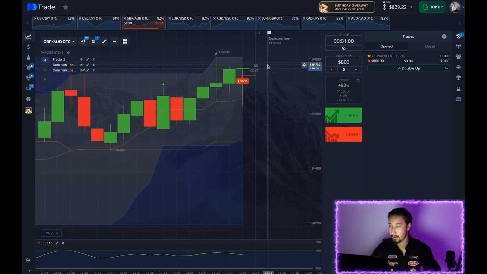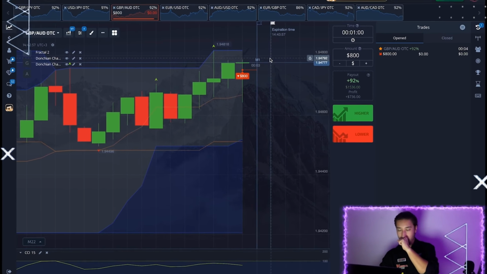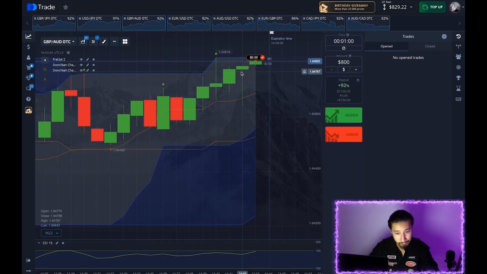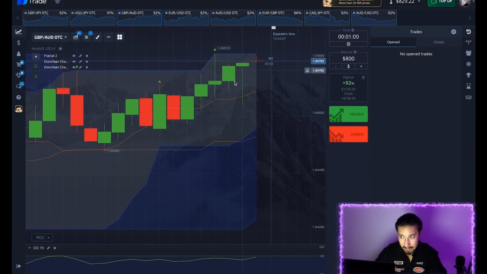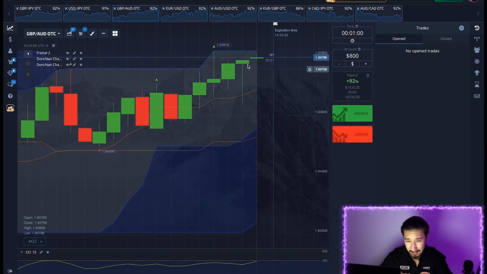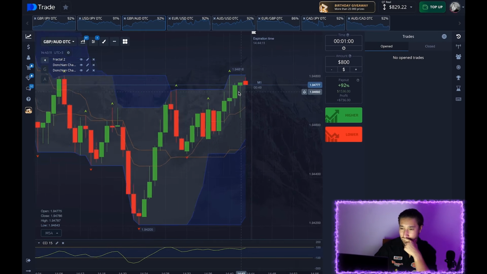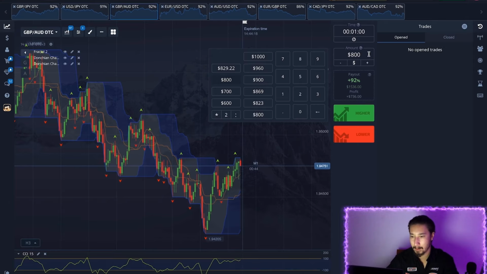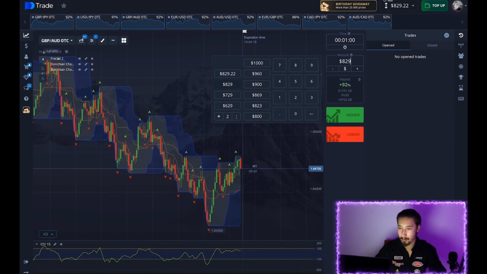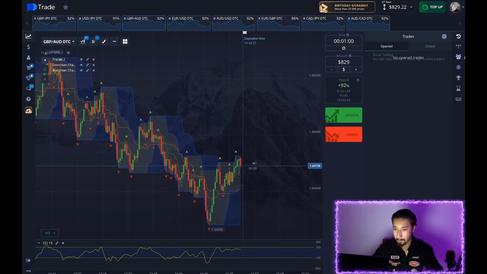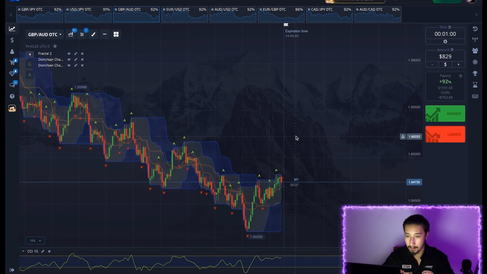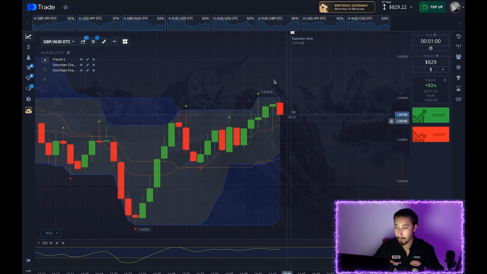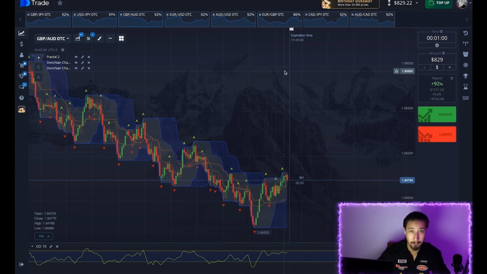We have 8 seconds left. Okay, we're in a minus. All right, the candlestick closed not as I wanted. So yeah, the first position just failed. Let me select the amount. Let's use the full balance, and let's continue. I will trade with that money.